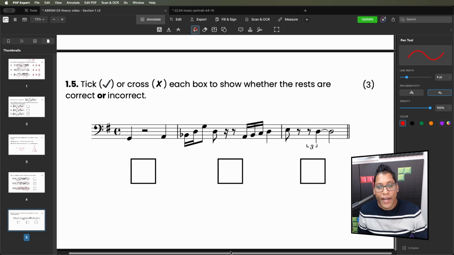Let's have a look at what we have here. We have a piece of music that has a 4/4 time signature, and if you don't know what the C is, it's basically a shortcut for writing 4/4.